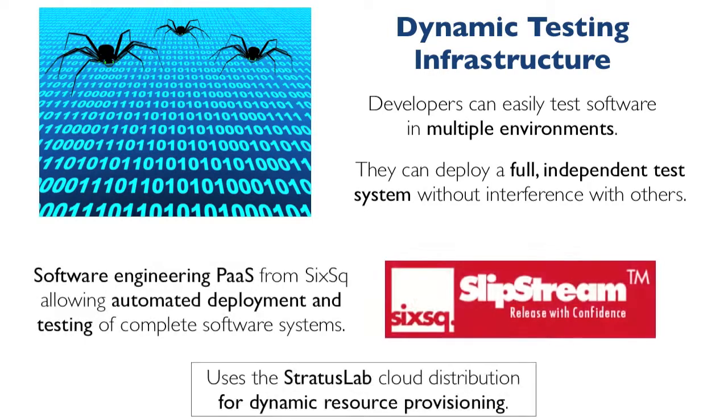The Slipstream product from 6 Squared, one of the project partners, provides a software engineering platform as a service for automated deployment and testing of software systems. This project uses StratusLab for dynamic provisioning of resources for those tests.